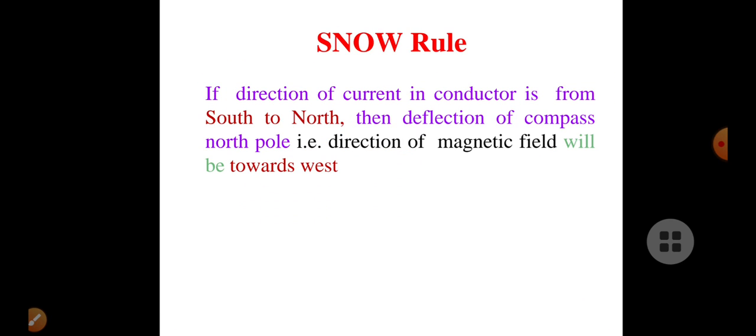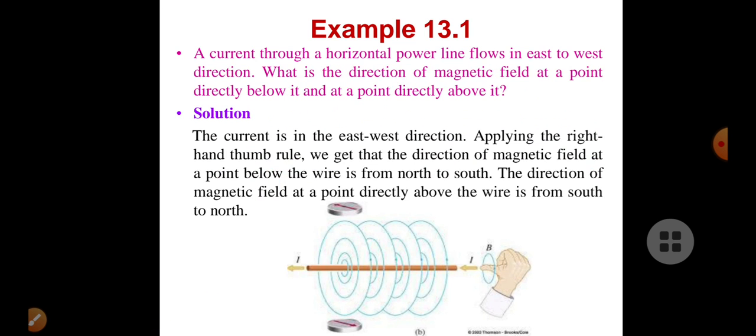Now the Snow rule, as we discussed already in the last video: if the direction of current in a conductor is from south to north, then the deflection shown will be towards the west, and vice versa. That is, if it is north to south, then the deflection will be in the east direction.